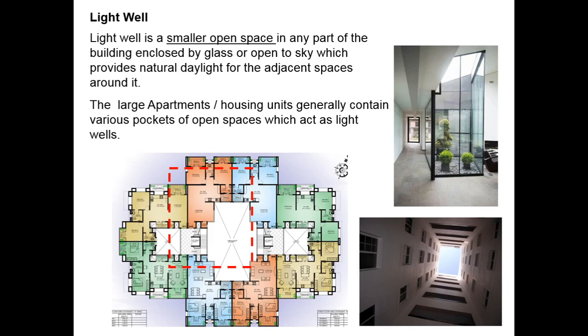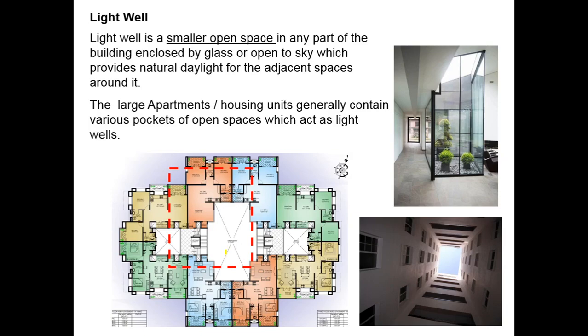The next concept is the light well. As we know, due to the increase in housing demand, we generally go for apartments, and these apartments are something like a cluster of houses or dwellings which are closely packed together. So generally there is going to be insufficient lighting on the inside periphery. On the outside periphery, of course, you will have a lot of lighting, but inside it is going to have lesser lighting.